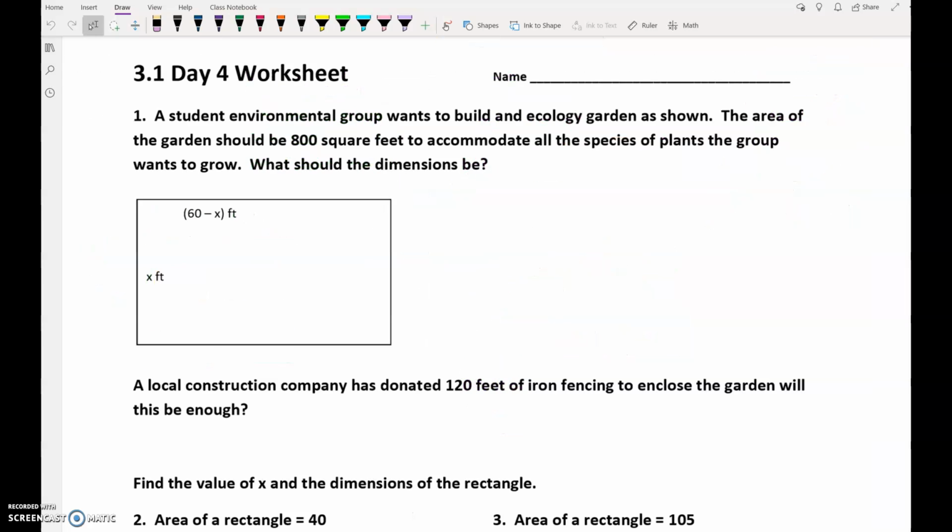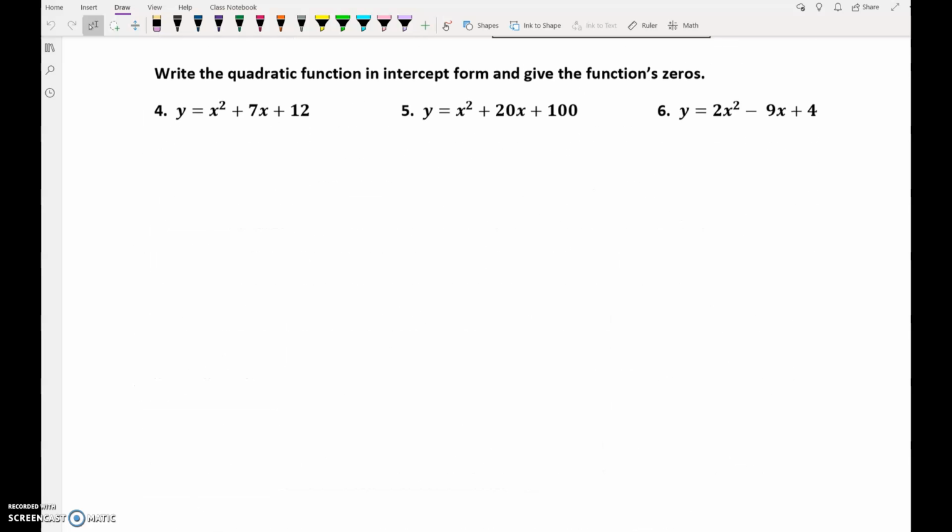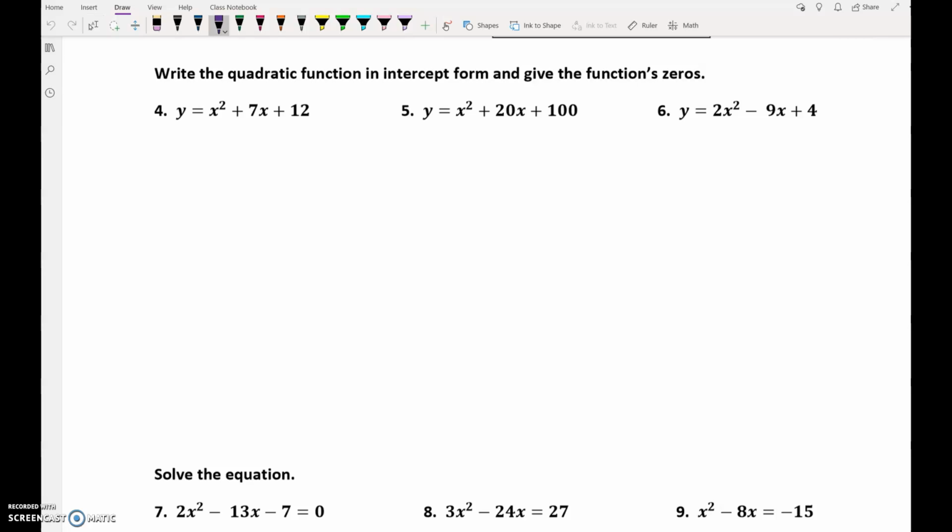On your worksheet today, a lot of this worksheet is reviewing the factoring that we've done and what we just learned. So 4, 5, and 6 are like the 2 examples we just did. You put it in intercept form and then find the x-intercepts, the zeros, the roots, the solutions, whatever word you want to use for those.